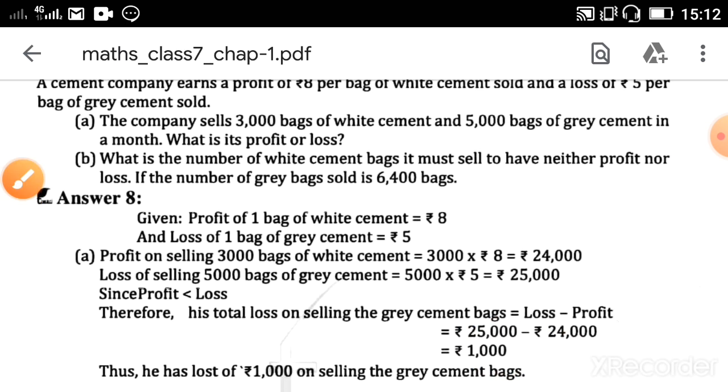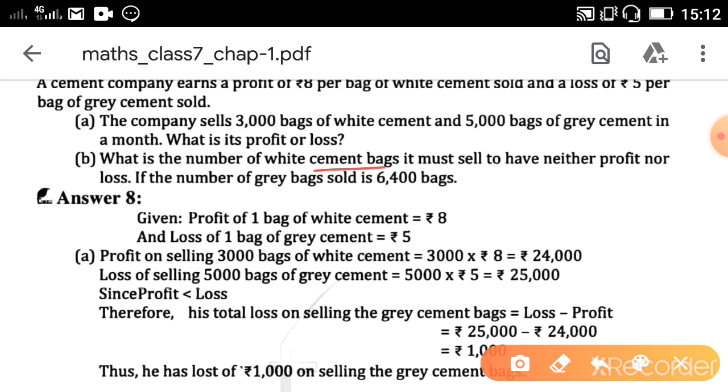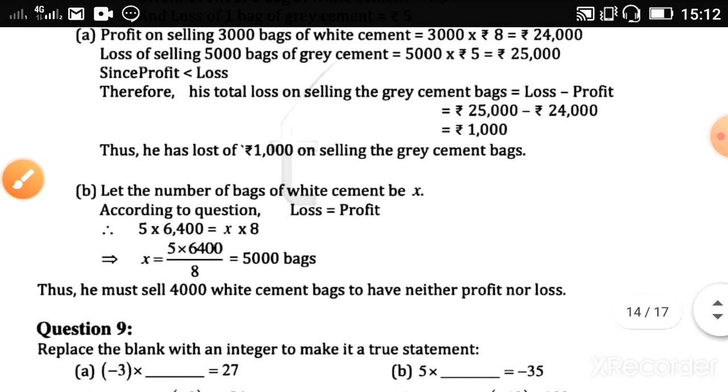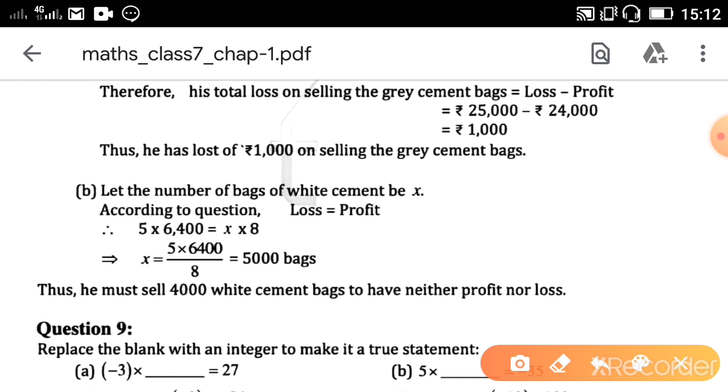Question number 2b. What is the number of white cement bags it must sell to have neither profit nor loss, if the number of grey bags sold is 6400 bags? Here at the end there is no profit, no loss. It means loss is equal to profit. You have to find here the number of bags of white cement. So let the number of bags of white cement be X. Now according to the question, loss is equal to profit.